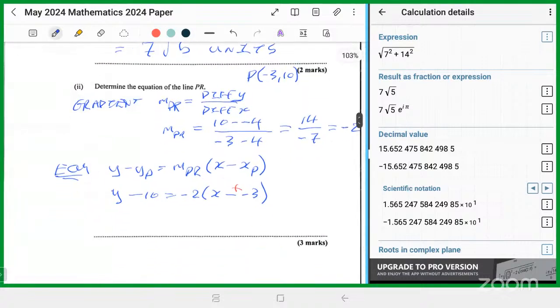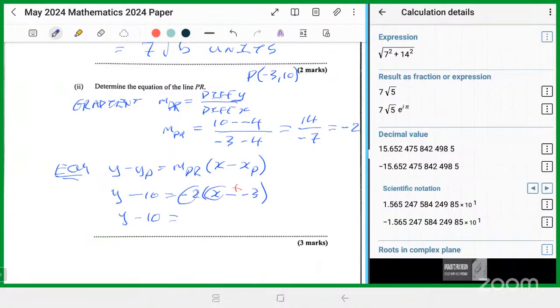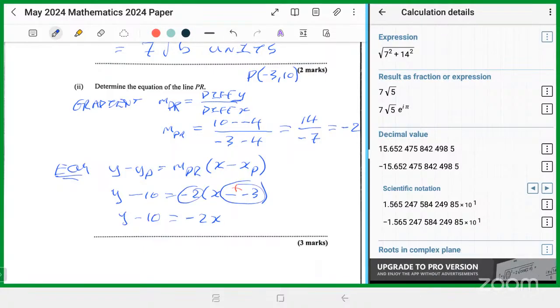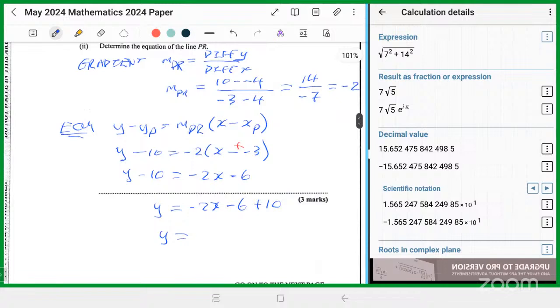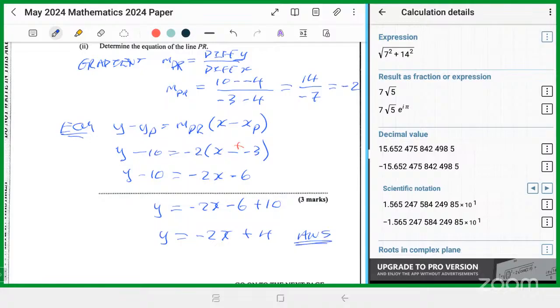What we can do now is expand with this negative 2 over there. So we have y minus 10 equals negative 2 times x, which is negative 2x. Then negative 2 times positive 3 becomes negative 6. Then this 10 goes over and becomes a positive 10. And so it's y equals minus 2x minus 6 plus 10. Then 10 minus 6 is plus 4. So y equals minus 2x plus 4. And this right here is the answer for the equation. Okay with that?